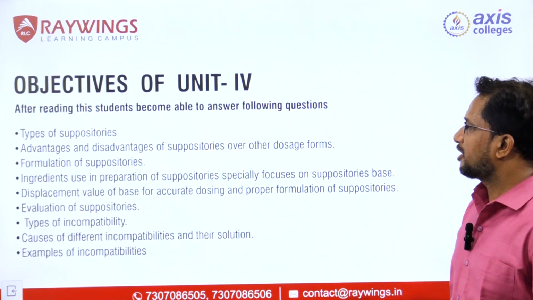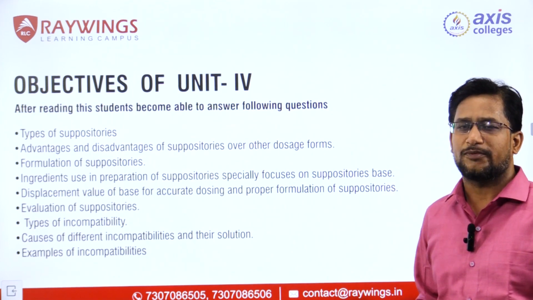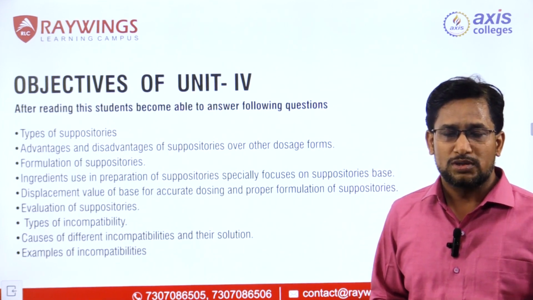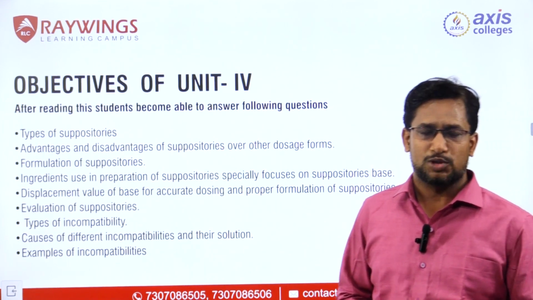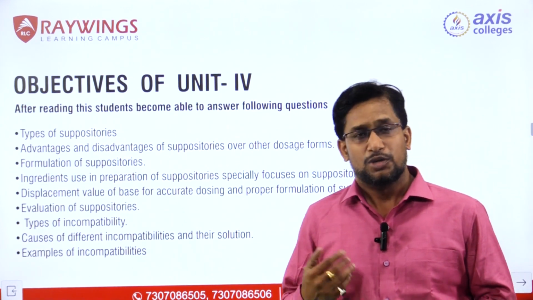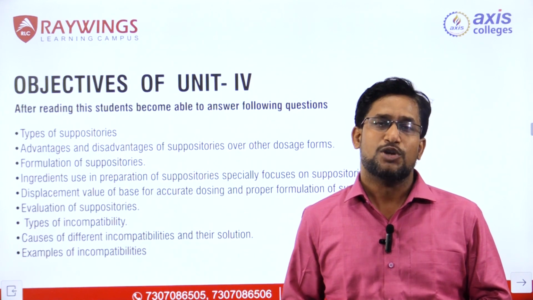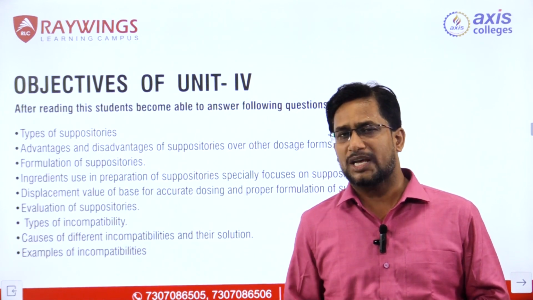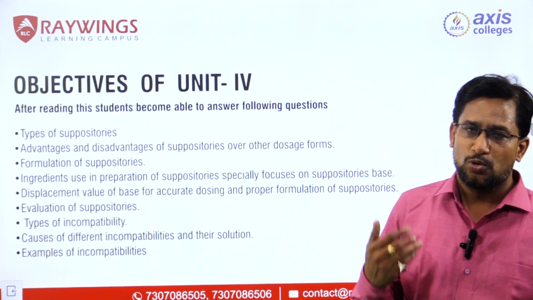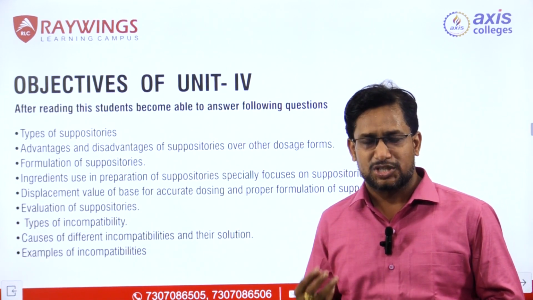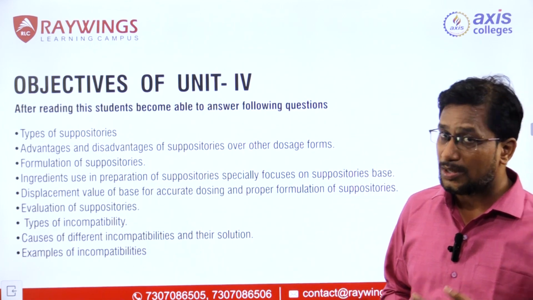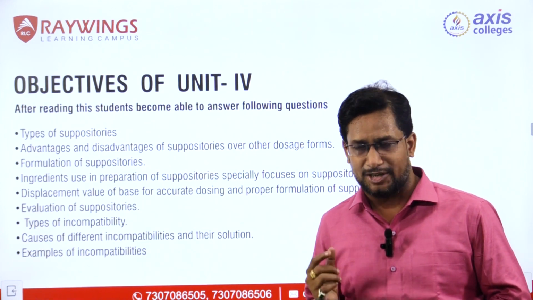Now we come to the objectives of unit 4. Unit 4 has different parts. This includes a different type of dosage form known as suppositories. Suppositories are a solid dosage form, but they are intended to be administered in the body by a non-conventional route. This means the drug is not administered through the oral route or mouth, injections, parenterals, or topical application, but is administered into the body through a body cavity.